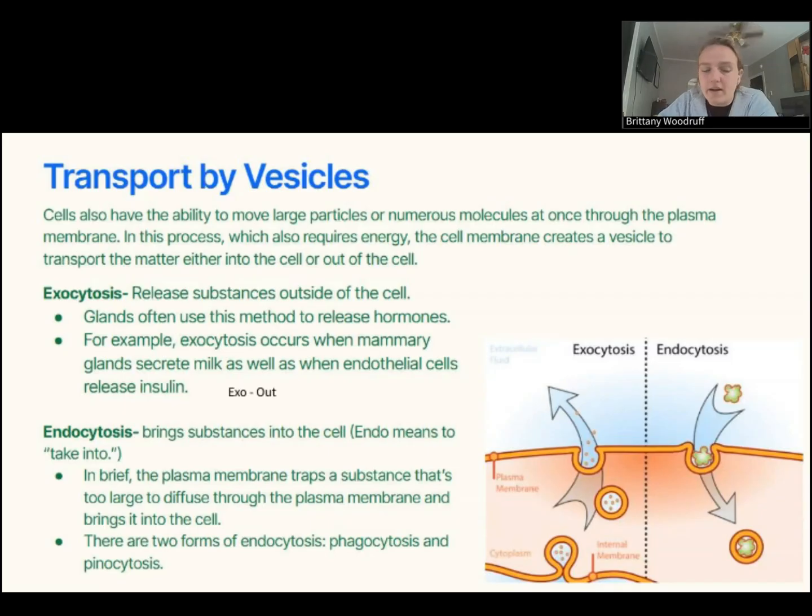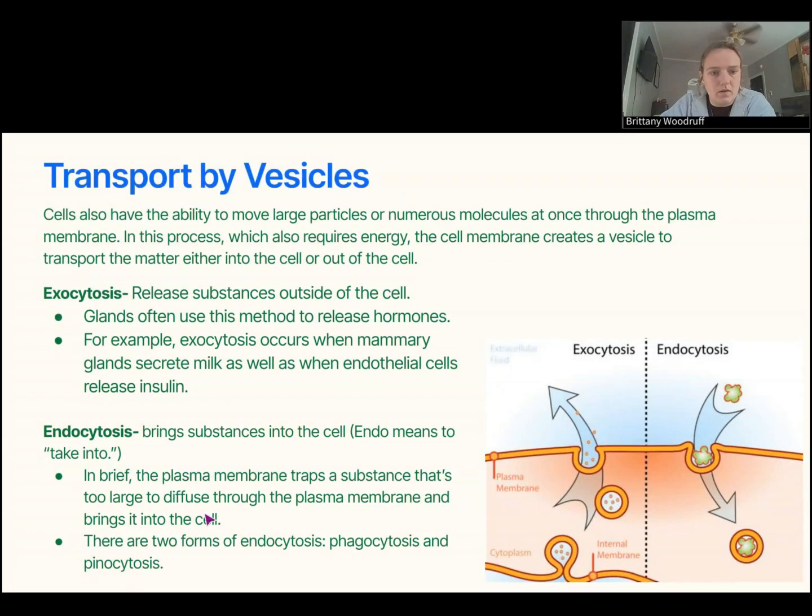Endocytosis: if exo means out, endo means in, right? So endocytosis is going to bring substances into the cell. The plasma membrane traps substances that are too large to diffuse through the plasma membrane and brings them into the cell.